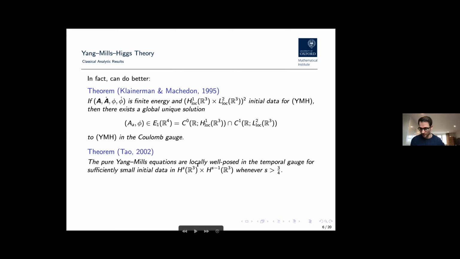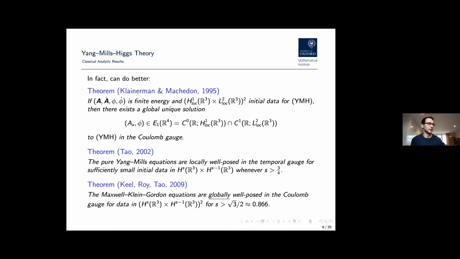You have local well-posedness, and as Pepper mentions here, H1 is a natural energy, and you might think, well, are we doomed to local well-posedness if we go below S equals 1? Well, in fact, it turns out no. In 2009, Klainerman and Tao proved that, at least for the Maxwell-Klein-Gordon equations, you have global well-posedness, where S is only required to be greater than √3/2, but it can be less than 1. So there are various interesting things going on here with the minimum regularity of these equations.